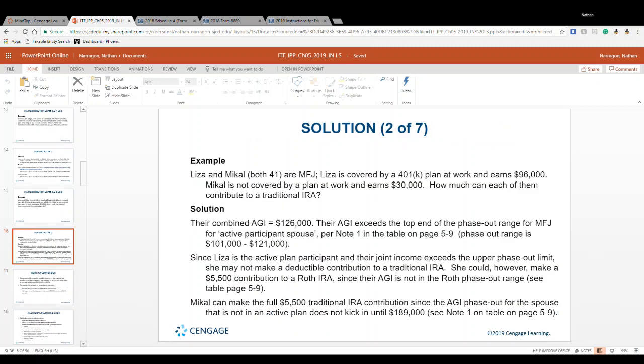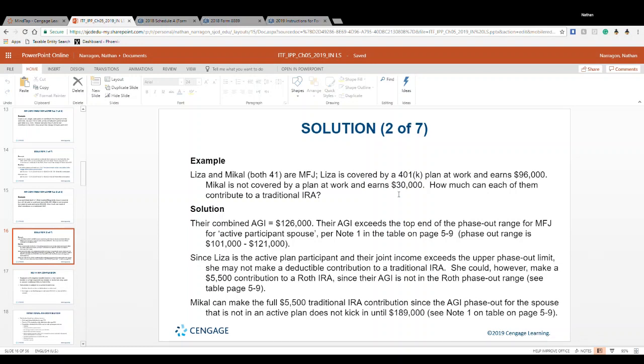So here we go. First off, it's Maryland filing jointly, and their combined AGI is 126,000. Again, that's adding the 96 plus the 30. Their AGI does exceed the top end of the phase-out range for Maryland filing jointly for active participant spouses, basically per note 1. So, since Liza is the active plan participant and their joint income exceeds that upper limit, she may not make a deductible contribution to a traditional IRA. She could, however, make a 5,500 contribution to a Roth. They make too much. That sucks.